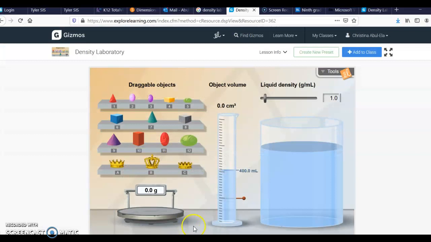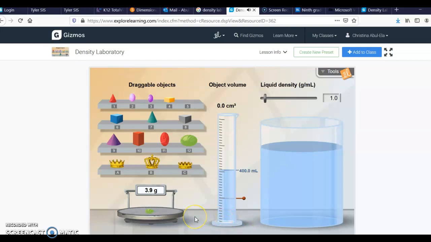All right, so here's our lab program. You can see there's a whole bunch of objects there. You don't have to do them all. You just have to do the ones that are listed in the data table. Mine is object 5. So to get density, which is mass per volume, I need the mass first. So I'm going to take my object 5 and put it on the scale.